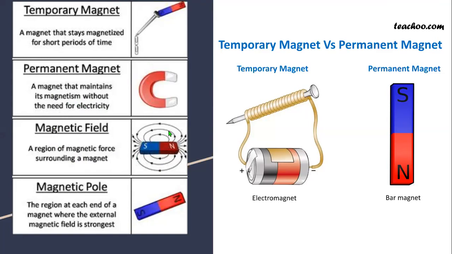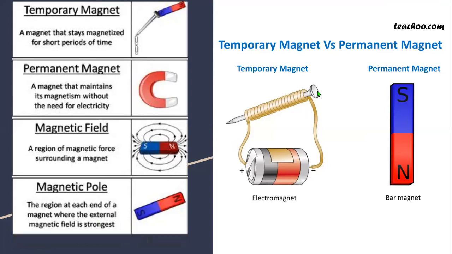So these little lines here are representing the magnetic field. And when they talk about the magnetic field, they mean something in the magnetic field would be able to attract. Outside of the magnetic field, it would not be able to attract. So magnetic pole, the region at each end of a magnet where the external magnetic field is strongest. And so we know now that this is the south pole of the magnet and this is the north pole.